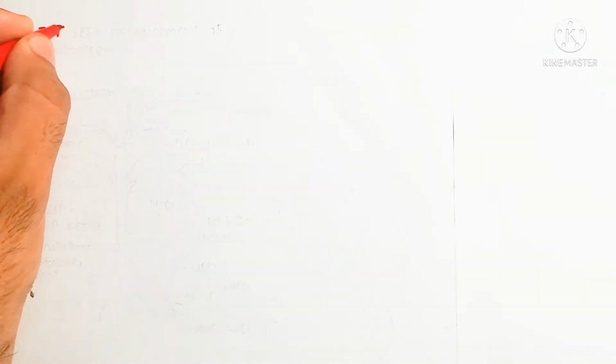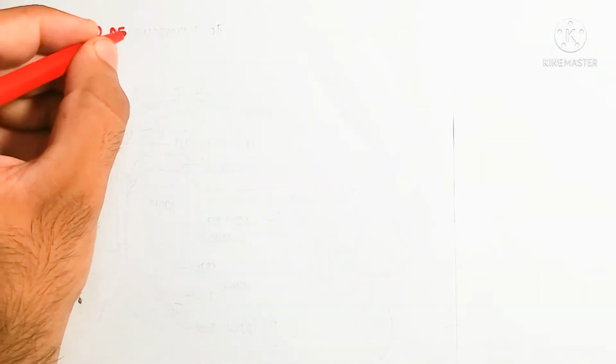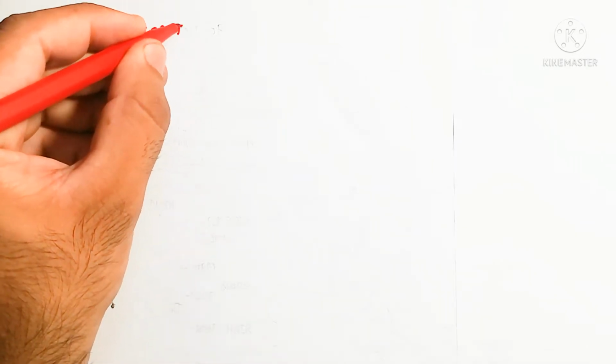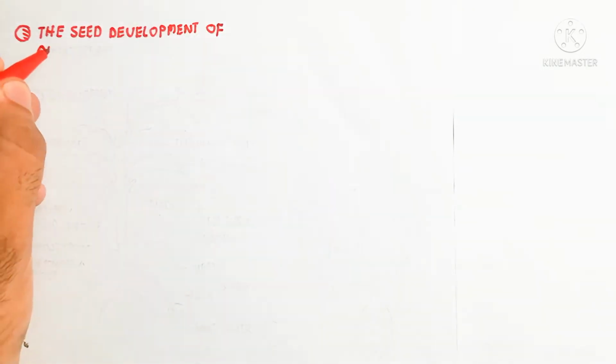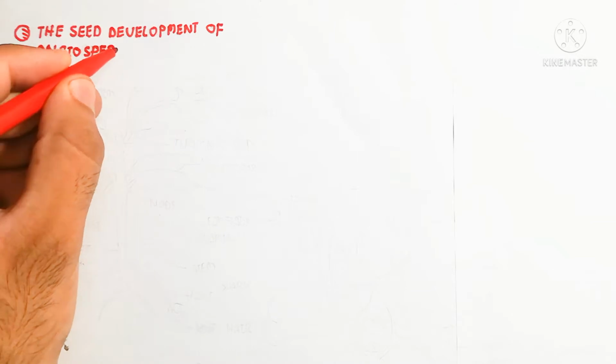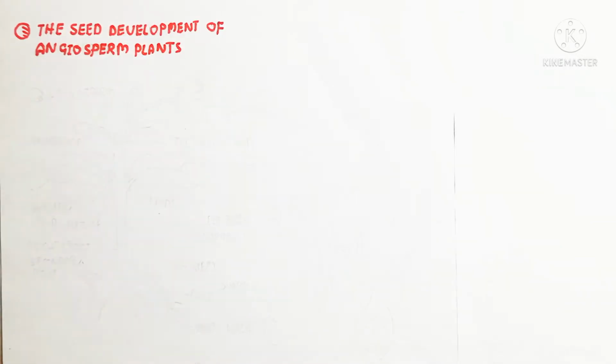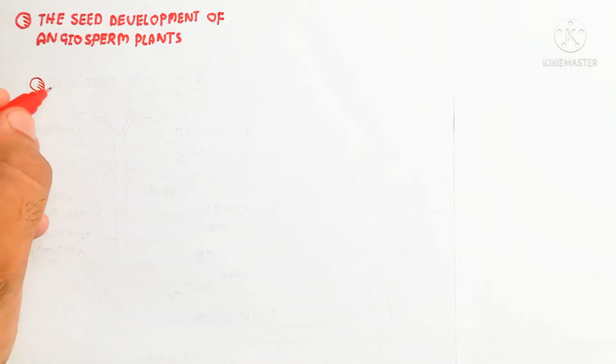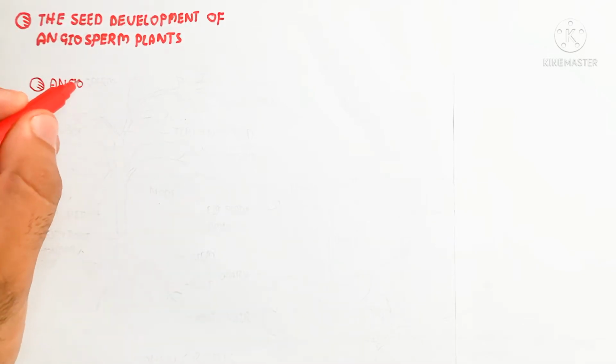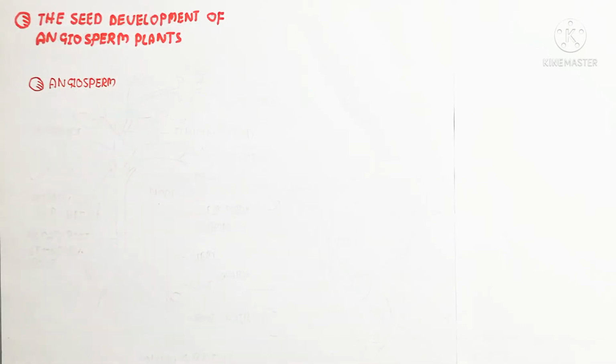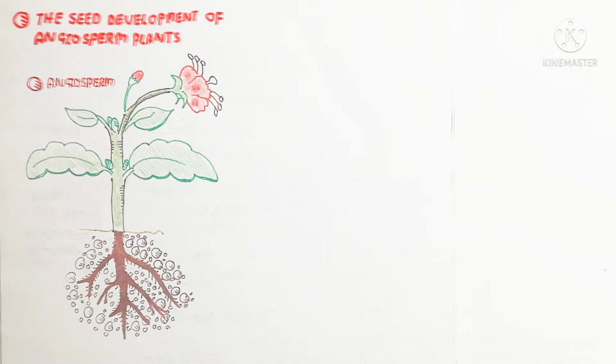So here we will discuss plant science. We will discuss just the seed development of angiosperm plants. Let's begin by understanding first the vegetative part of the plant and the sexual part of the plant, and we will understand the anatomy of the plant structure, basically their flower structure and their parts of the different male and female gametes.